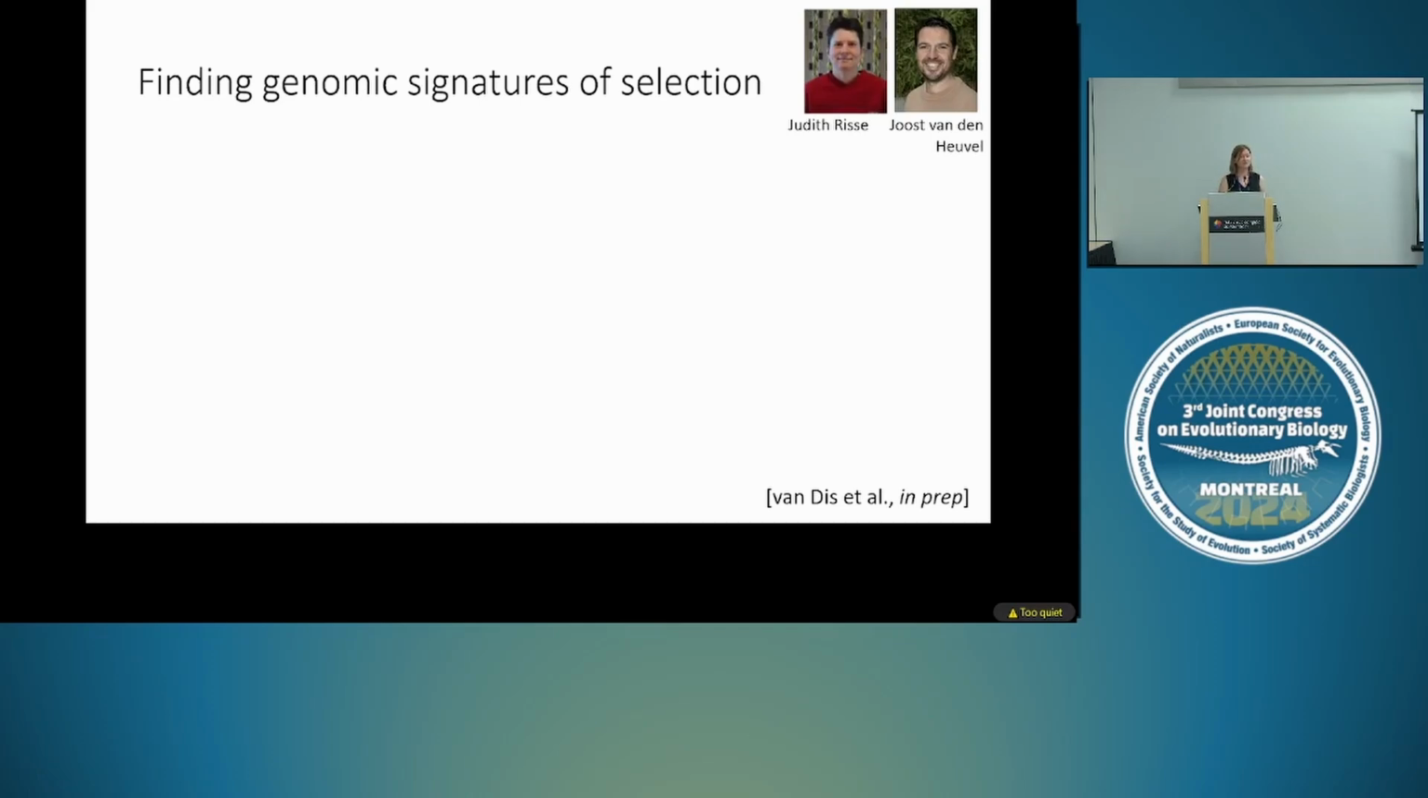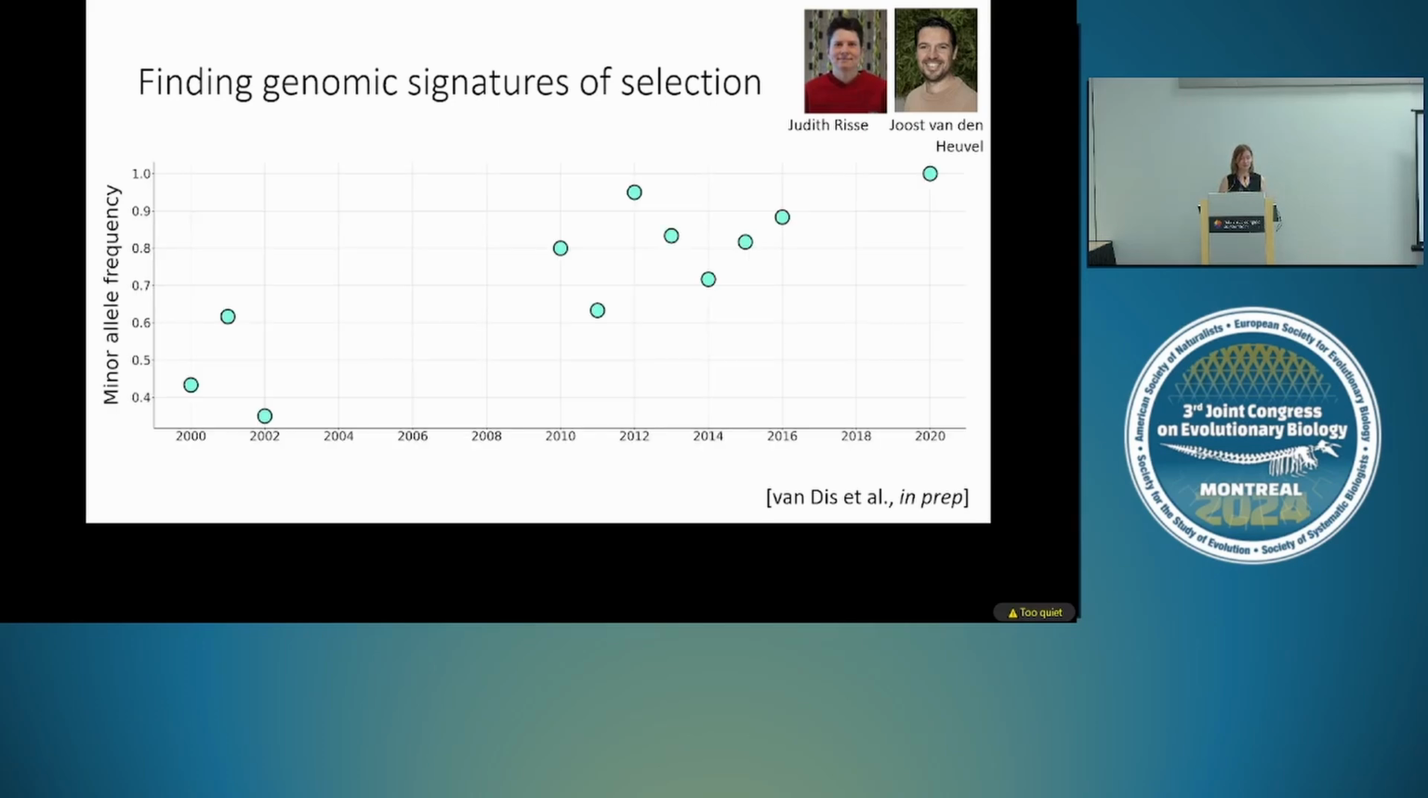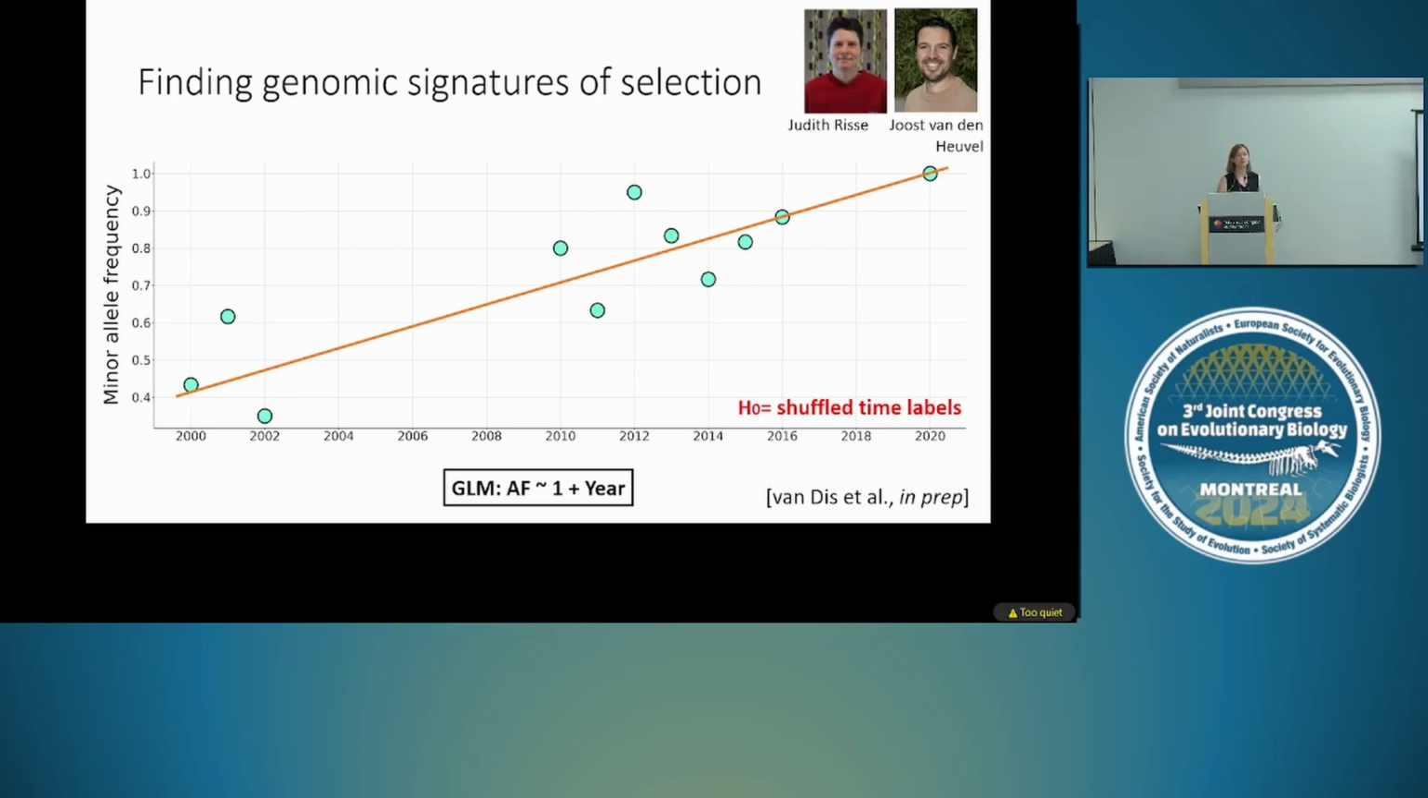The next thing was trying to find these genomic signatures of selection, and we really wanted to make full use of our temporal design by looking at allele frequency trajectories. Here's an example of one SNP that shows the type of pattern that we might expect from continued climate change selection, a gradual increase in its frequency over time. We looked for these types of SNPs by running a simple linear model. Then we compared those results to our null hypothesis, which was running the same model again for every SNP, but shuffling around the time labels. So basically asking, how often do you see a pattern like this just by chance?